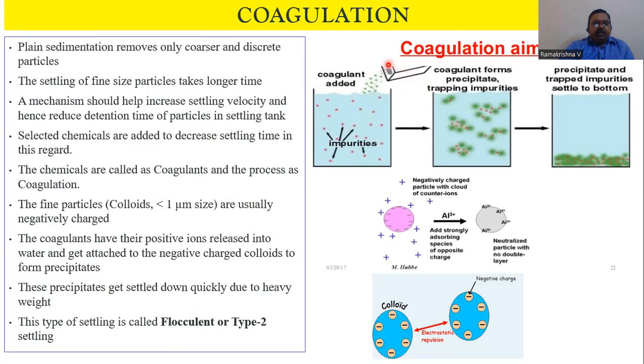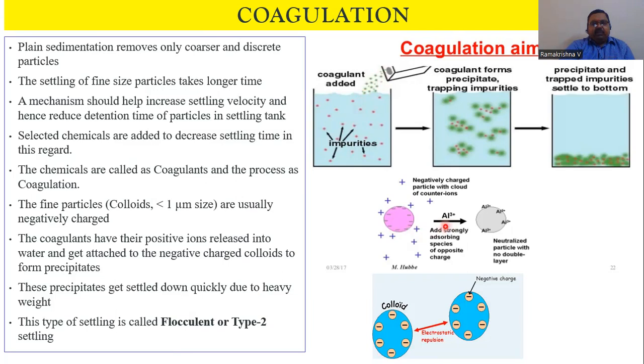we are adding a coagulant here and a number of impurities are there, where colloidal particles which are less than 1 micron in size are also available in this. So now the coagulant will have both positive ions and negative ions. The first thing we have to do is separate the positive ions from the coagulant. So now you can see this mechanism.